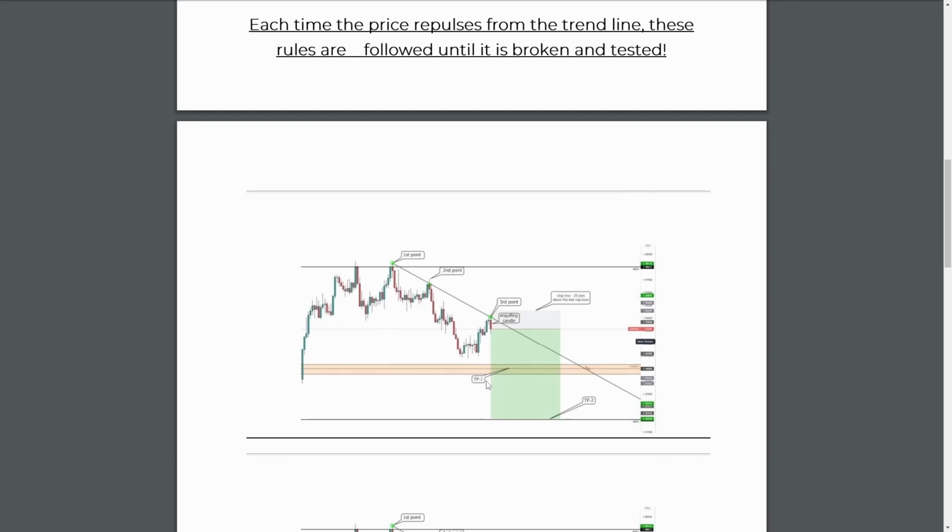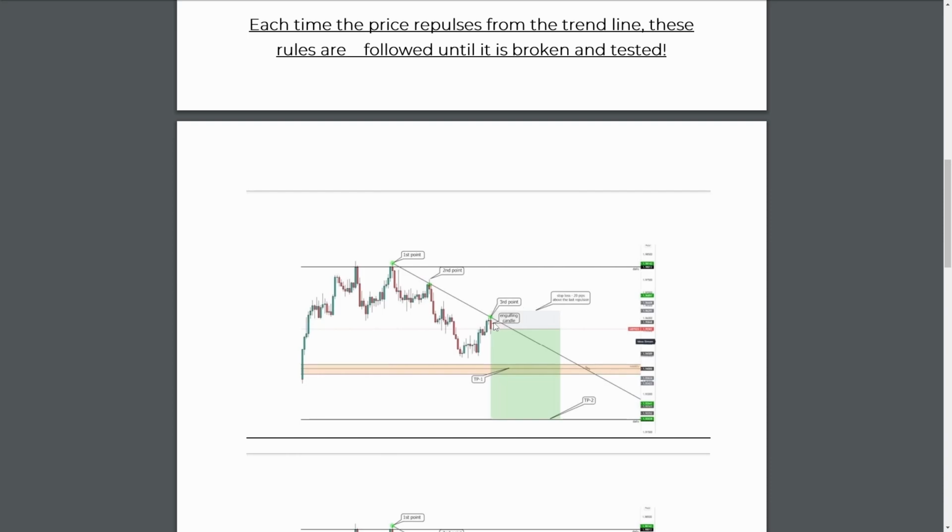Stop loss. Where do we put the stop loss? We put 20 pips over the repulsion if we have a sell, or under the repulsion if we have a buy. If we have a buy position, the price has made the third point, we have a formation of candles, we have entered a deal. We put the stop 20 pips under the repulsion.